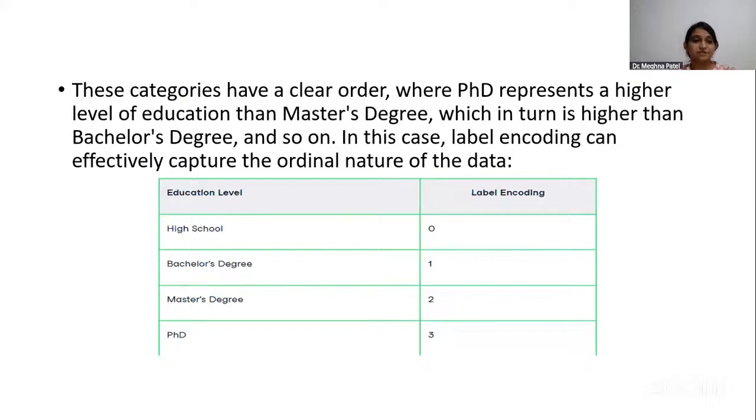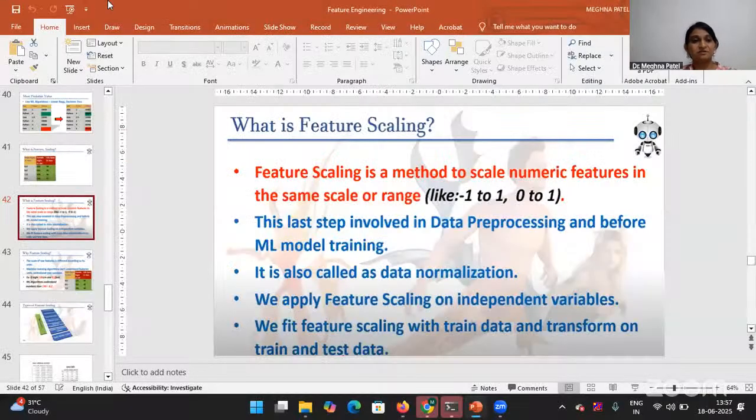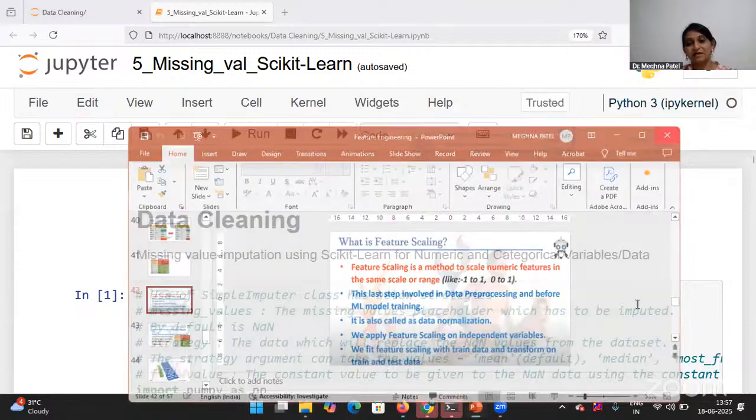Okay, now see here. This category has a clear order, where PhD represents a higher level of education than the master degree, which in turn is higher than the bachelor degree, and so on. In this case, the label algorithm can effectively capture the ordinal nature of the data. So it shows that PhD has a higher capacity than master, master has a higher capacity than bachelor, and bachelor has a higher capacity than the 0. Okay, so here we have learned all the theory regarding the scaling and all the things.